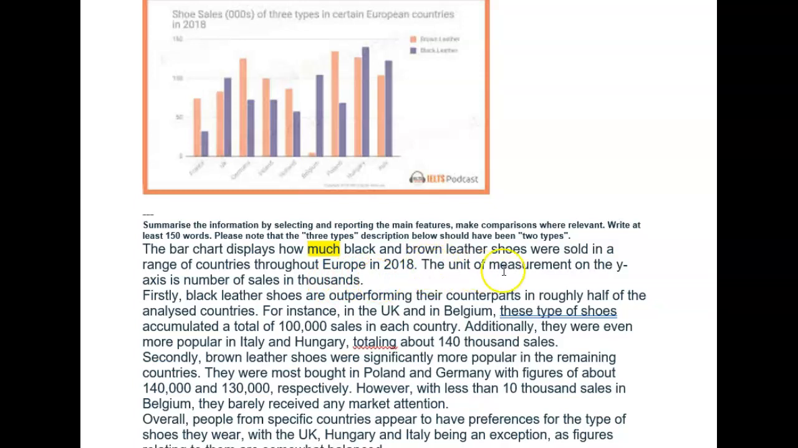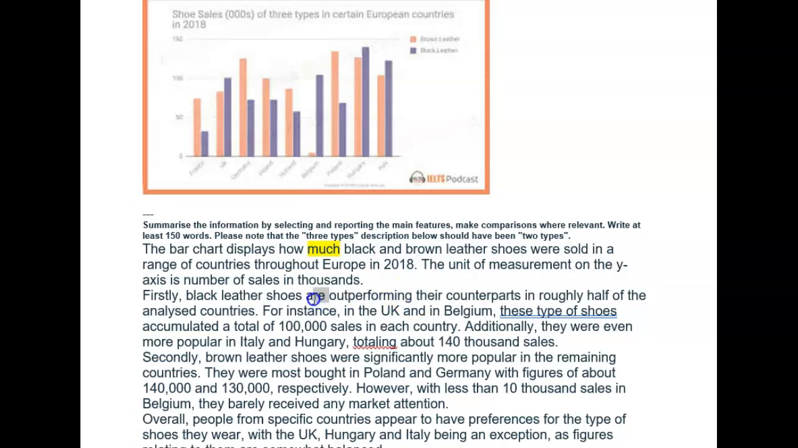You don't need to necessarily tell me this. You can just say measured in thousands. And it's a bit confusing. We don't know if it's thousands of euros or thousands of pairs. We just don't know. So you're absolutely right. Just put thousands. Firstly, black leather shoes outperformed.